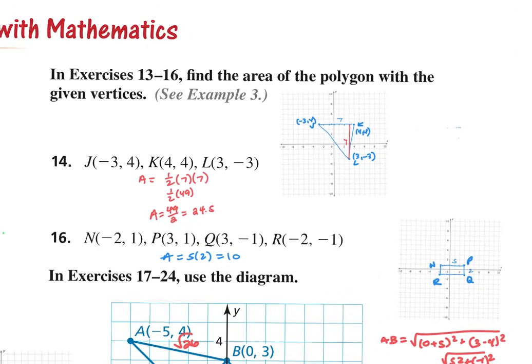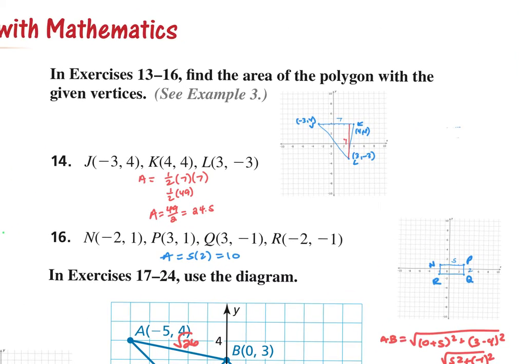Okay. 14, now we're looking for area of the polygon. So 14 was either 49 over 2 or 24.5 is fine. 49 over 2 is totally fine. 16, area was 10.